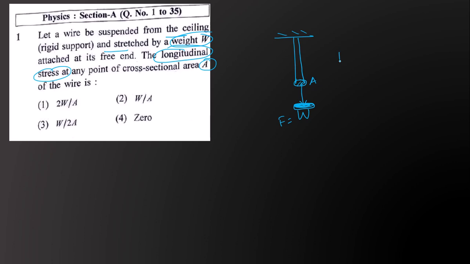So the definition of longitudinal stress gives that it is equal to longitudinal force per unit area. In this case, it will be weight per unit area. So option 2 is the correct one. It was quite an easy one.